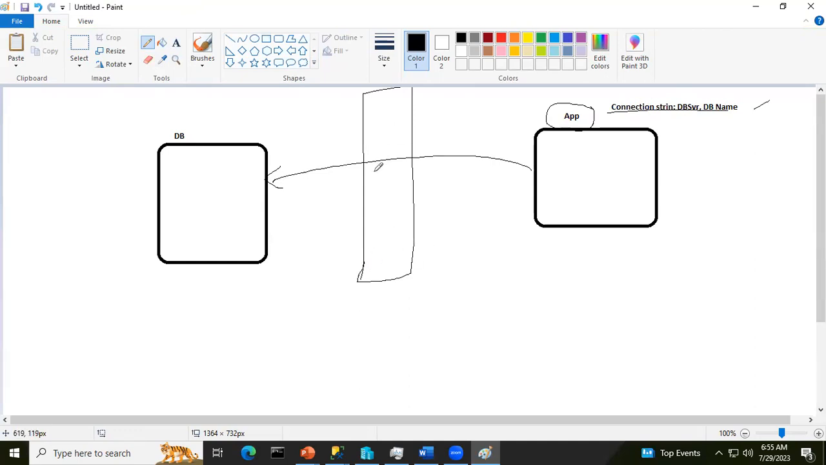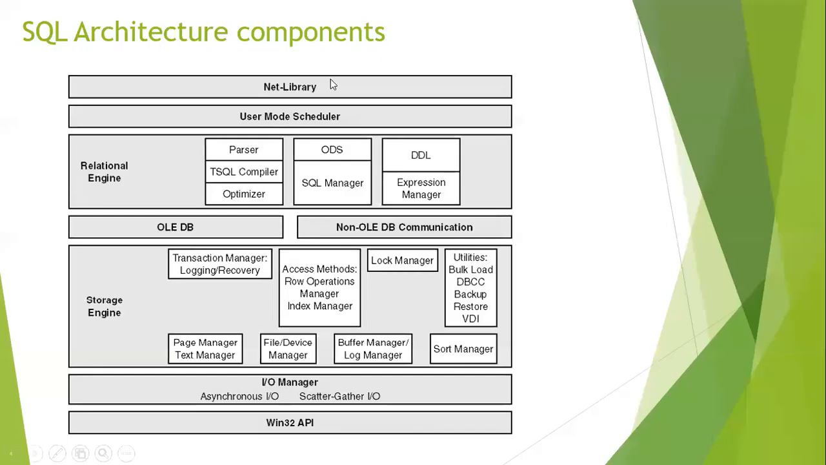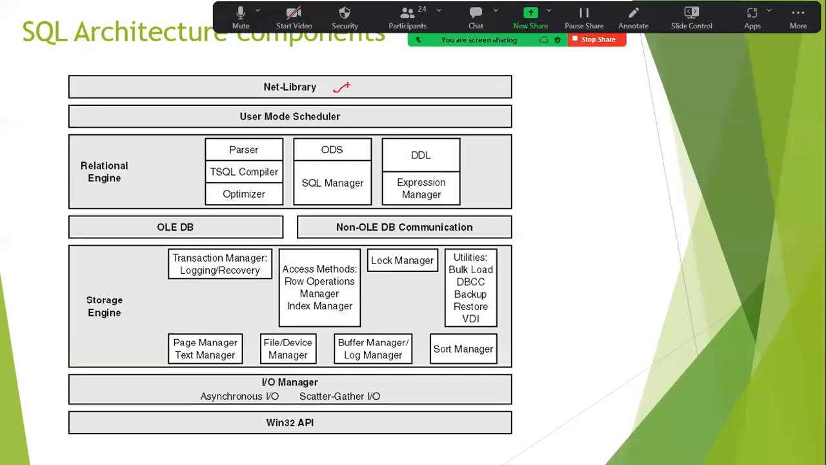So there will be some gap or network or whatever it is, and how will these two be connected, how will the application and SQL Server communicate? There are network libraries, net libraries, right? Net libraries are what it connects through. Net libraries is how the application and SQL Server communicate and talk to each other.